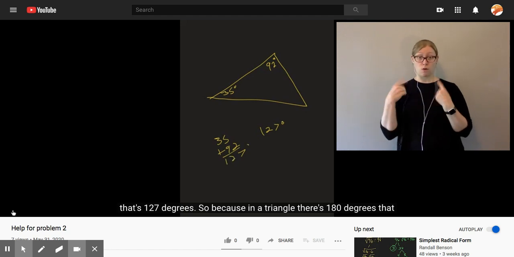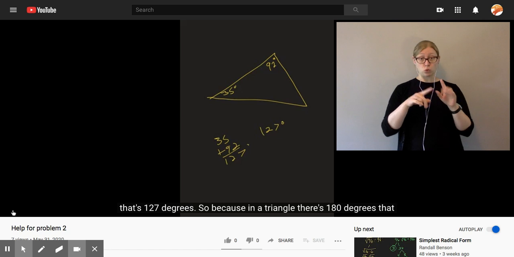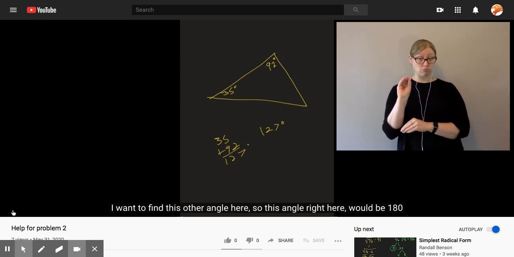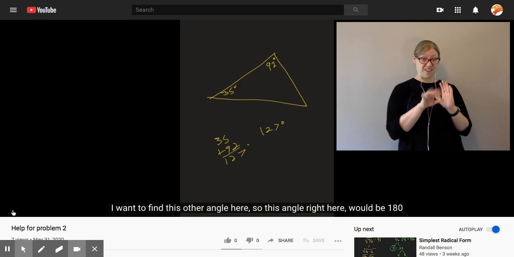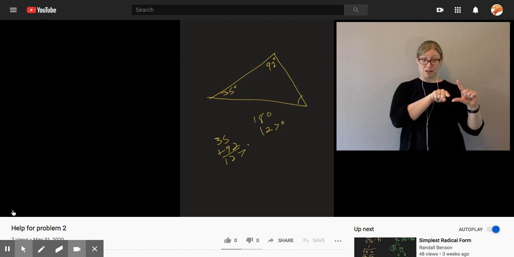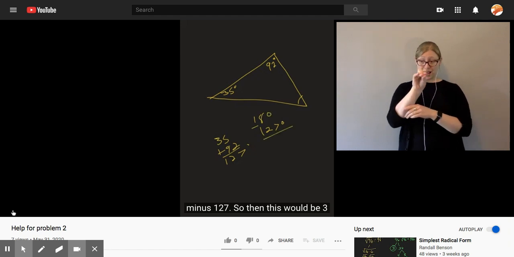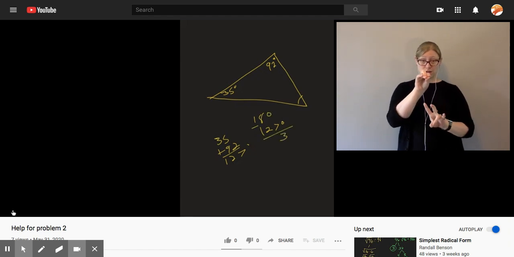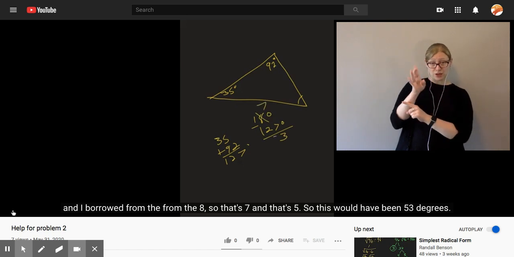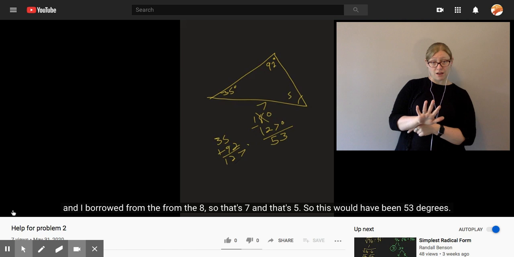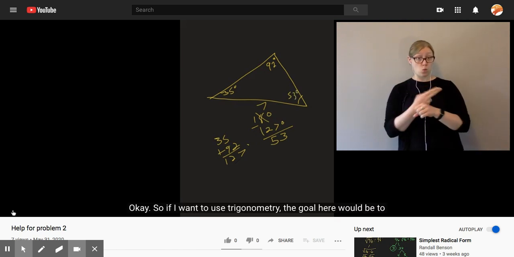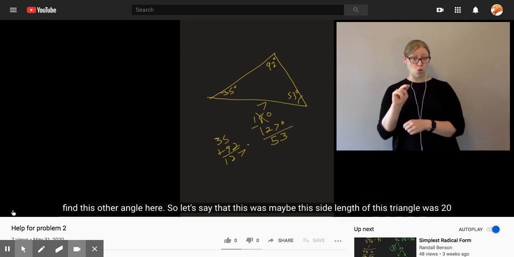Because in a triangle there's 180 degrees, I want to find this other angle here. So this angle right here would be 180 minus 127. So this would be 3, and I borrowed from the 8, so that's 7, and that's 5. So this would have been 53 degrees. Okay, so if I want to use trigonometry, the goal here would be to find this other side.